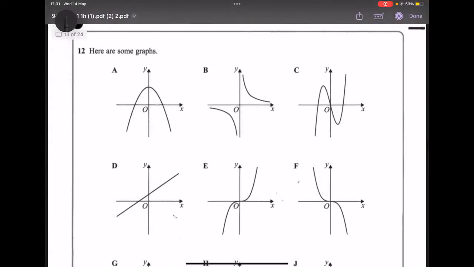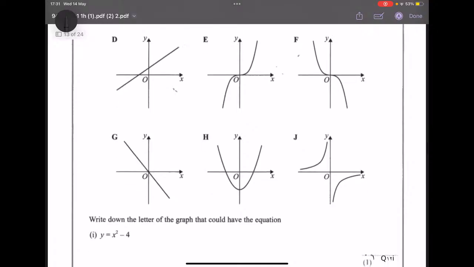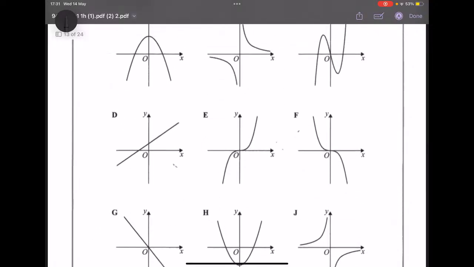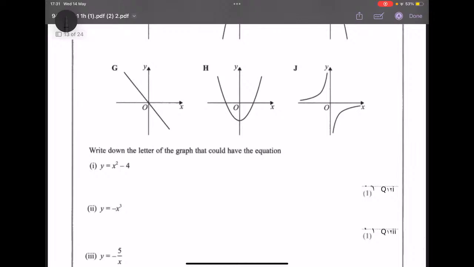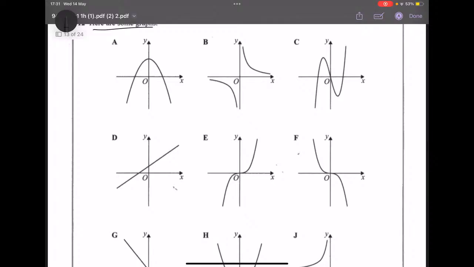Now question number 12. Here are some graphs A, B, C, D, E, F, G, H and J. We have 9 graphs here. Write down the letter of the graph that could have the equation y equals x squared minus 4. We can see here the x squared, that tells us it's a quadratic graph. Minus 4, that means that it intercepts the y-axis at minus 4. It's a positive quadratic, so it'll have a U shape like this.